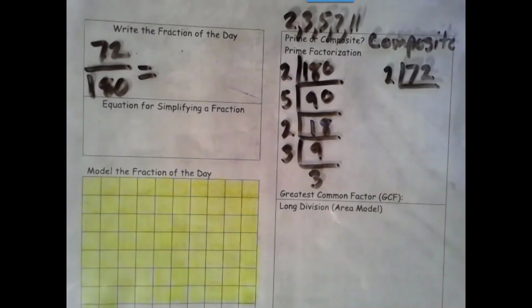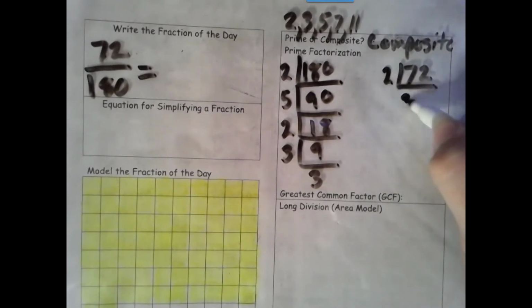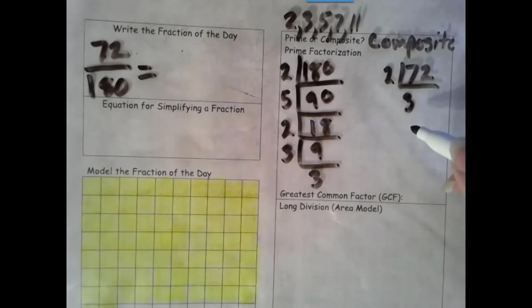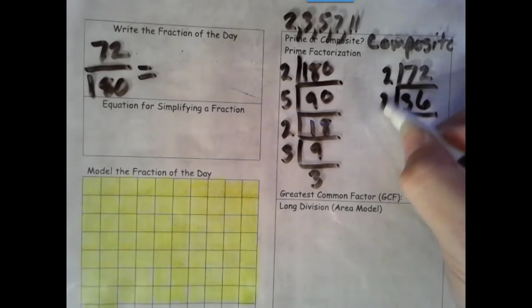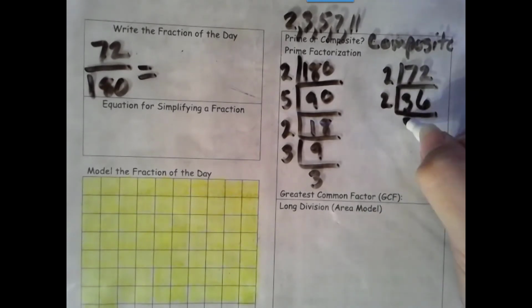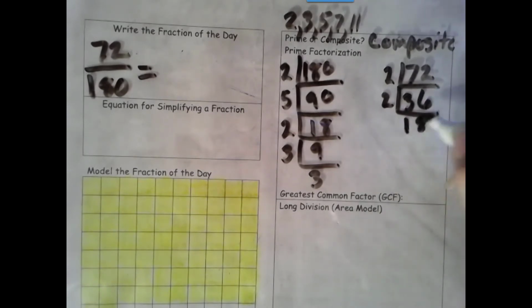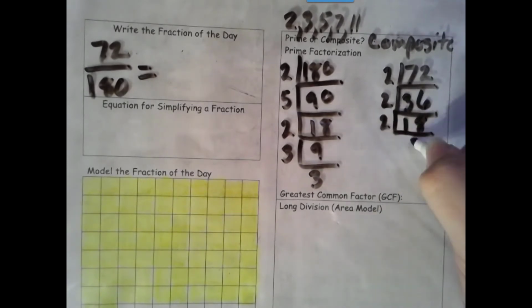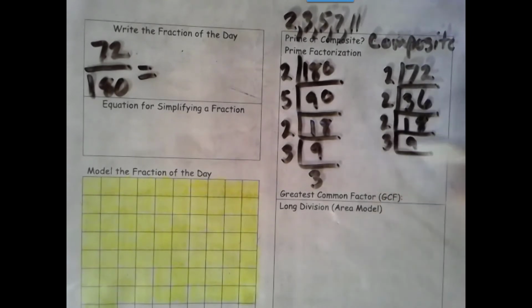72 is even, so I can divide by 2. I could get 3 groups of 2 out of 7. 3 actually out of 7, and I end up with 1 left over, so that's 12 total, and that's 36. 36 is even, so I can divide by 2. I can get one group of 2 out of 3. That leaves a 1 and a 6, so that's 18. I can do 2 again. Half of 18 is 9. Divide by 3. And then I get 3.